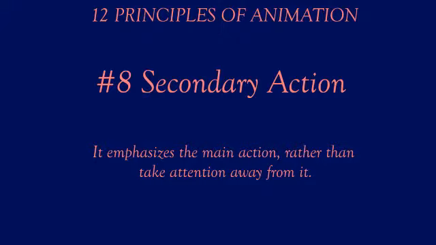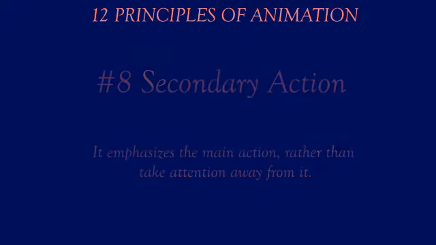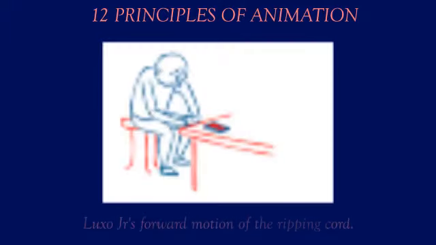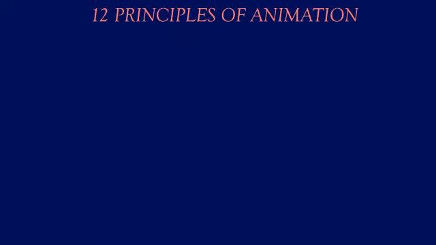The principle of staging is very important in applying the actions correctly. Make sure secondary action emphasizes the main action rather than taking attention away from it. Recall the example of the secondary action of Luxo Jr.'s forward motion: it is the rippling of his power cord. Let's go to the next one.